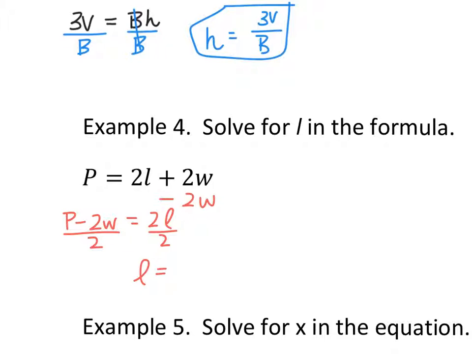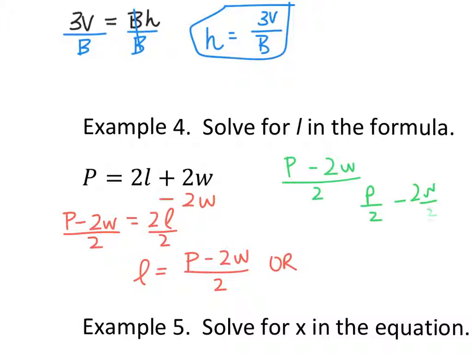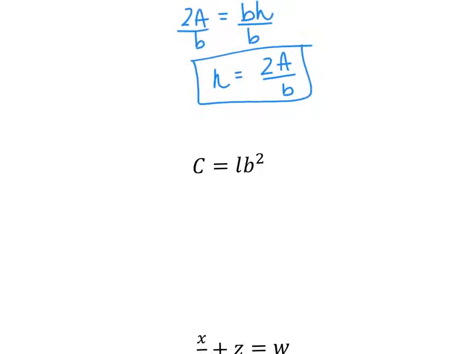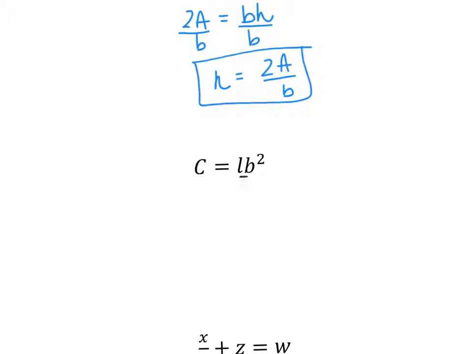So there's a couple different ways you can write this. You can write it as p minus 2w all over 2, or you can divide each term by 2. So this could be written as p over 2 minus 2w over 2. The 2, these two will cancel out. So your other answer can be p divided by 2 minus w. And then to solve for L, you just need to get rid of b squared. B squared is just an expression, number divided by b squared. So L equals c divided by b squared.